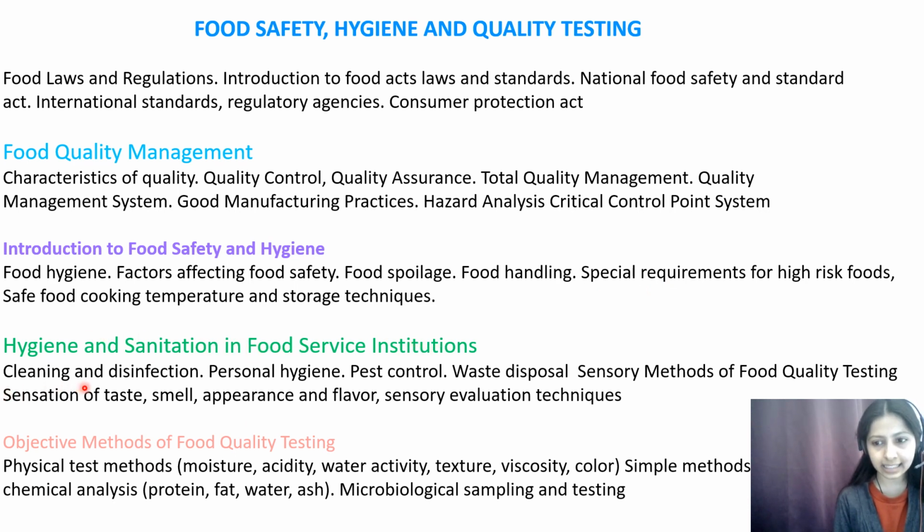So in this, cleaning and disinfections, personal hygiene, pest control, waste disposal, sensory methods of food quality testings, sensation of taste, smells, appearance, flavor, sensory evaluation techniques, objectives and methods of food quality testing. So in this, physical methods basically like moisture, acidity, water activity, viscosity, color. Then protein, fat composition, fat and ash. Yes, ash content is important, microbiological sampling and test methods.